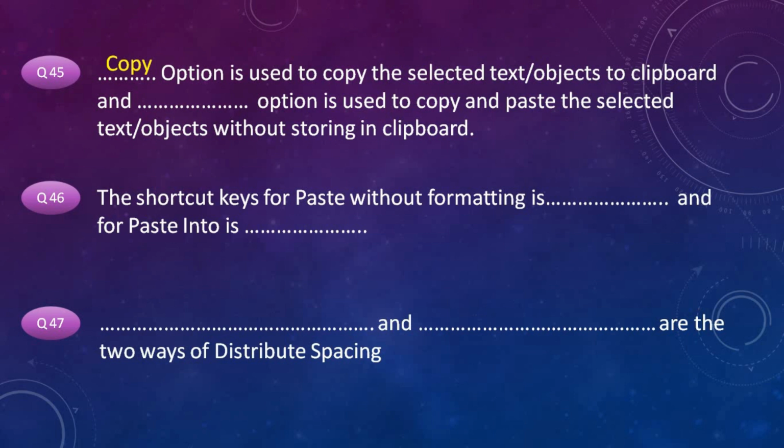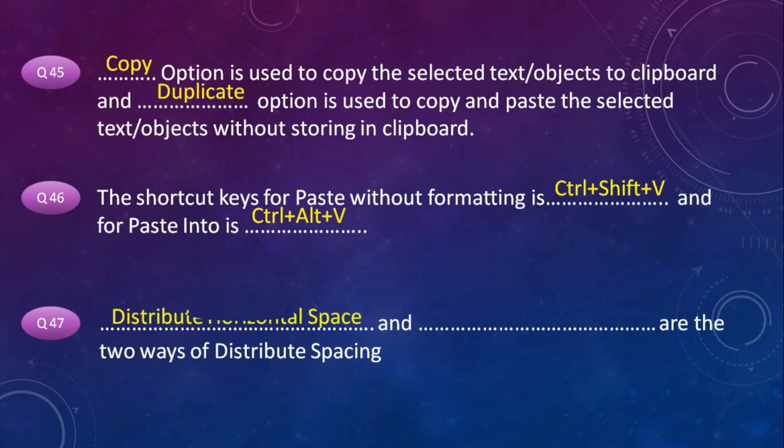Dash option is used to copy the selected text to clipboard, that is copy, and dash option is used to copy and paste the selected text without storing in clipboard, it is duplicate. The shortcut key for paste without formatting is Ctrl-Shift-V, and for paste into is Ctrl-Alt-V. Distribute horizontal space and distribute vertical space are the two ways of distribute spacing.